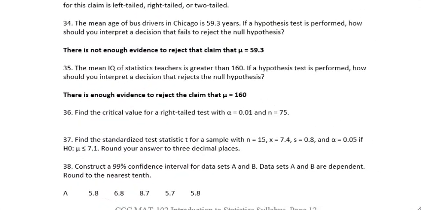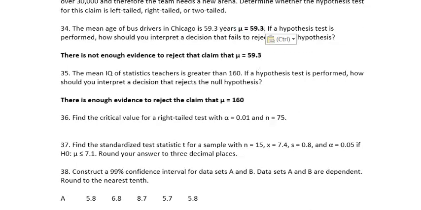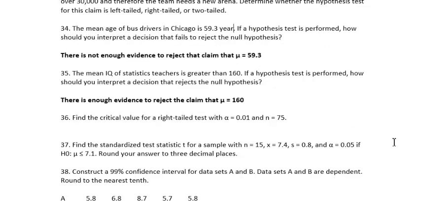And so how would we phrase that over here? Well, 34 says the mean age of bus drivers in Chicago is 59.3, which means our null hypothesis is this. In statistics, the average is 59.3. If a hypothesis test is performed, how would I interpret a decision that fails to reject the null hypothesis? Well, I would say something like this: there's not enough evidence to reject the claim that mu is 59.3. Same basic idea.